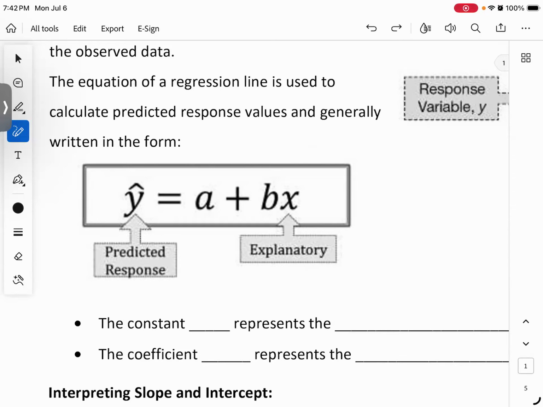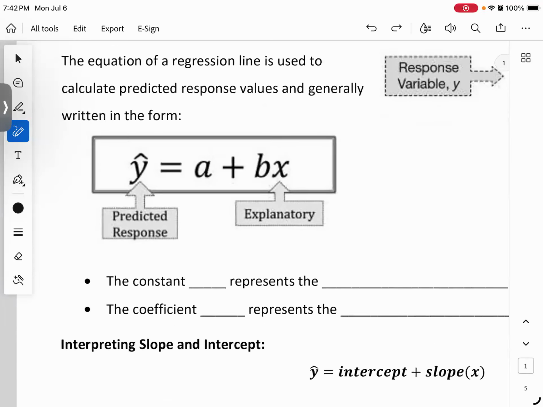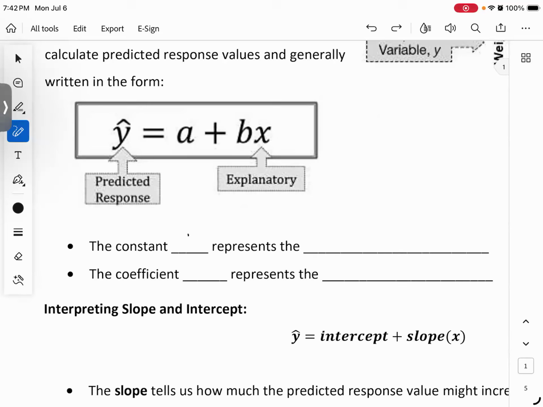Now, the other two letters that you see there are the A and the B. The A is what we call the intercept. And the B, the value in front of the x, we call a coefficient. But for us, what we're primarily going to call it is the slope. You can think of the slope as the amount of change.